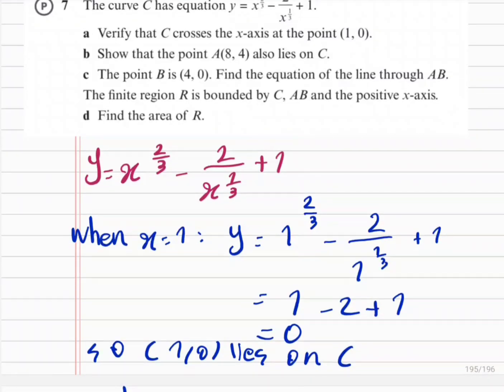So C crosses the x-axis at the point (1, 0). Okay, part C, we have point B, which is (4, 0). We want to find the equation of the line through AB. So this is just a GCSE question, really. We have a line AB, and B has this coordinate, A has this coordinate. So we just want to find the equation of the line that passes through the 2 points.